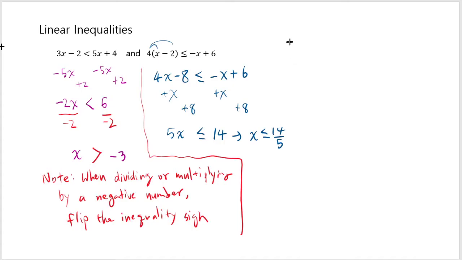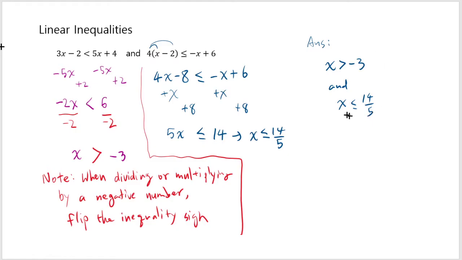Okay. So putting these two together, we can say that the answer is x has to be greater than negative 3, and also x has to be less or equals to 14 over 5. Yeah. I put 'and' because the original question has this 'and' there. Okay, so that's the answer.